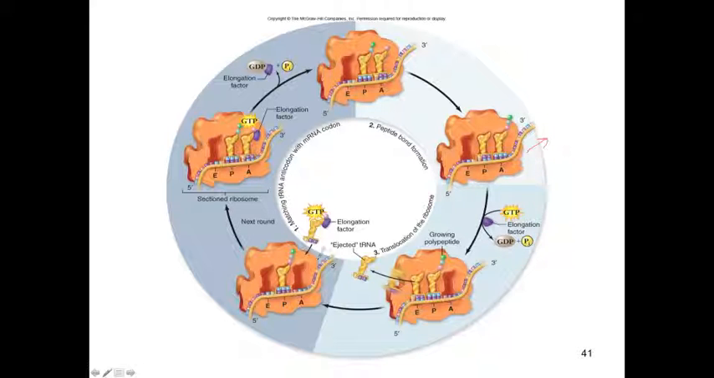First, we'll have a charged tRNA arrive in the A site. This charged tRNA has the energy and an elongation factor to allow the transition of the polypeptide chain in the P site over to the amino acid that's being held in the A site. So here we have the tRNA in the P site. It's now able to transfer its amino acids over to the one in the A site.